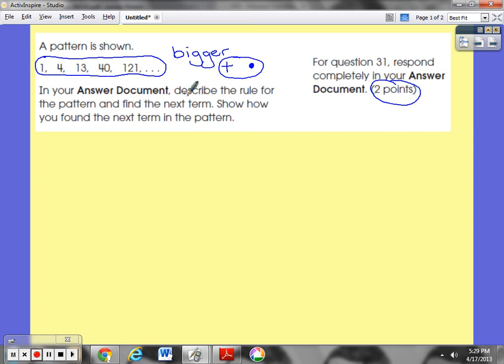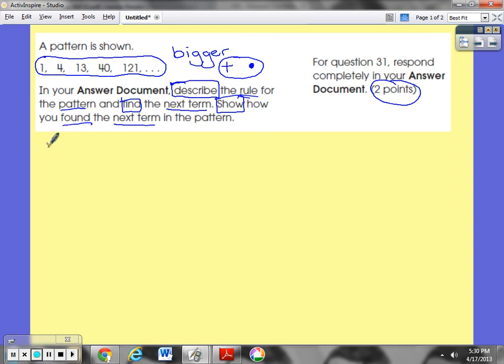In your answer document, describe. I'm going to box in that verb. Describe. What must I describe? The rule. The rule for the pattern, and find, there's my next verb, find the next term. And I must show how I found the next term. Okay, so describe the rule.